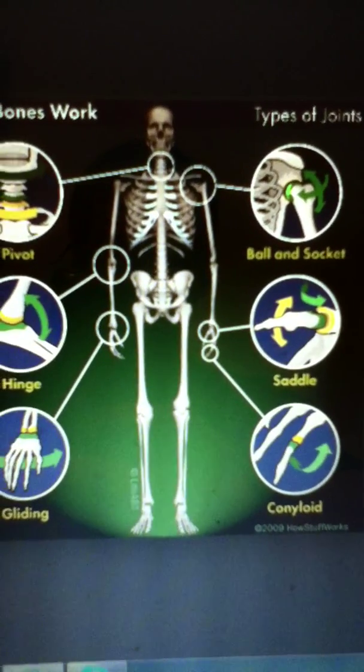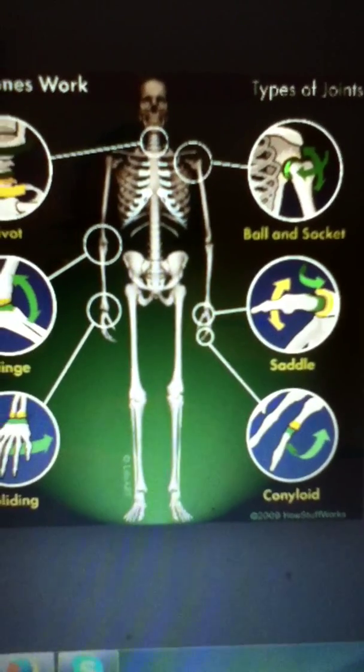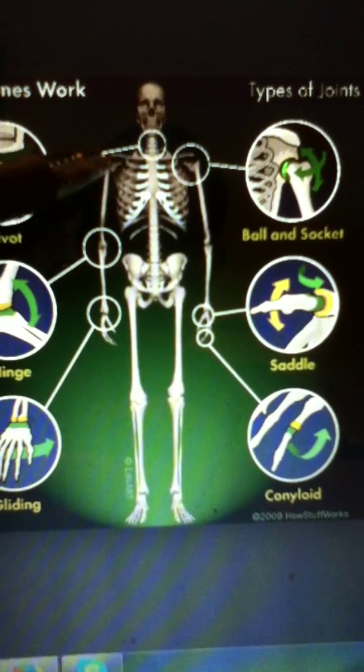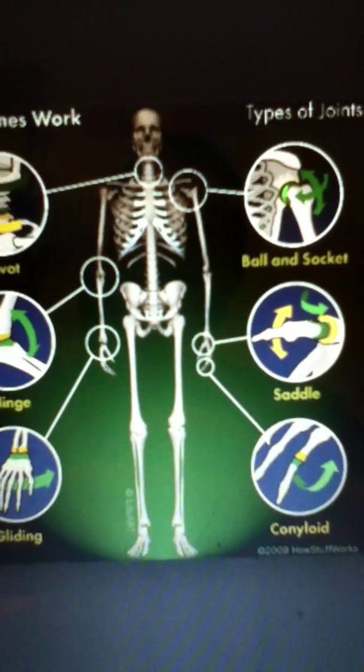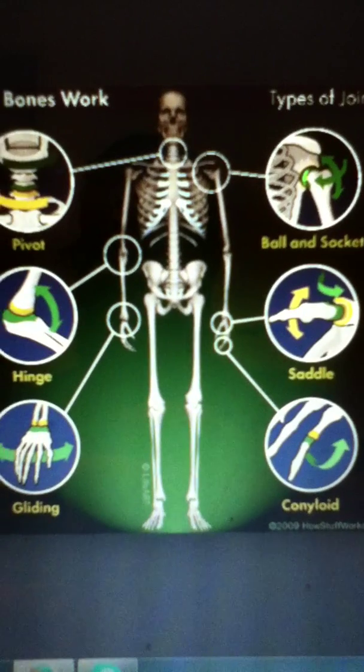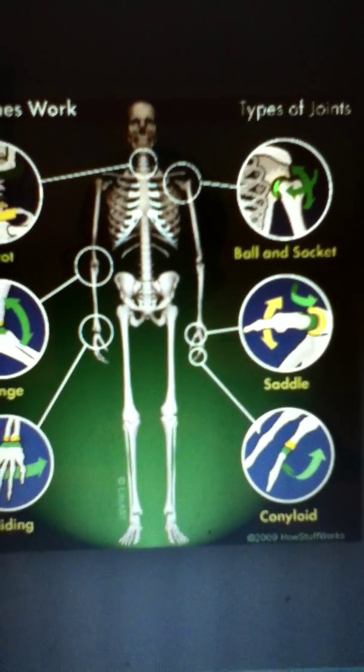And the less movable a joint is, the more stable it is. That's why the shoulder, the rotator cuff, which has a lot of movement, is very unstable. And that's why people dislocate their shoulder very often.